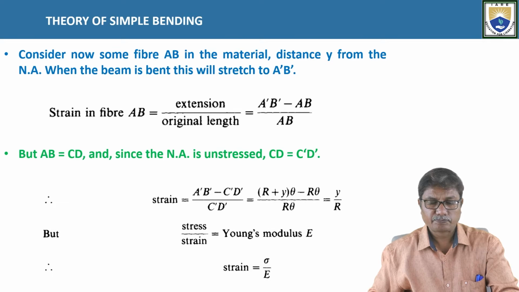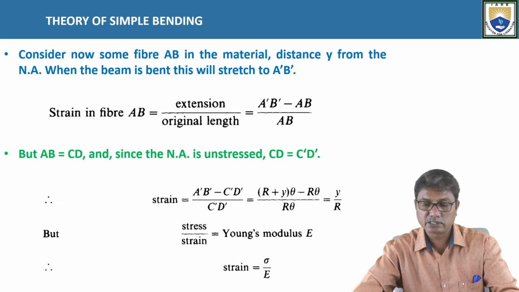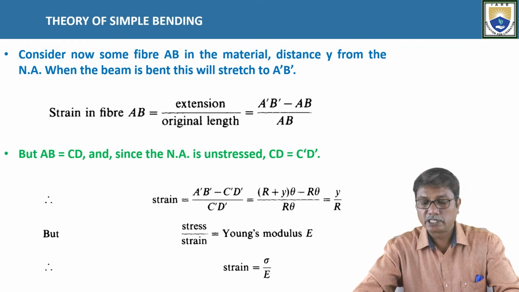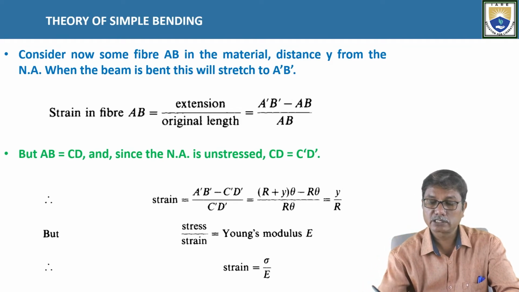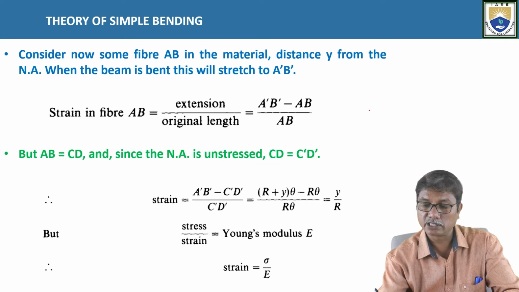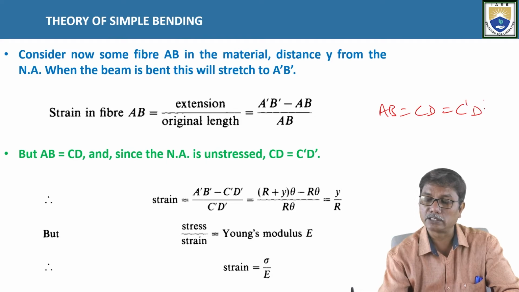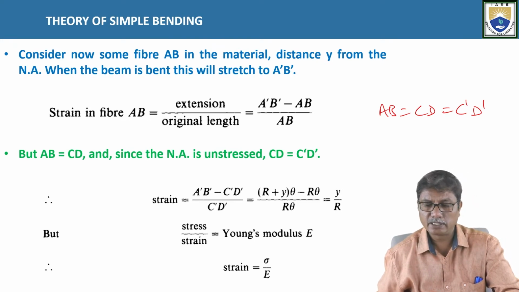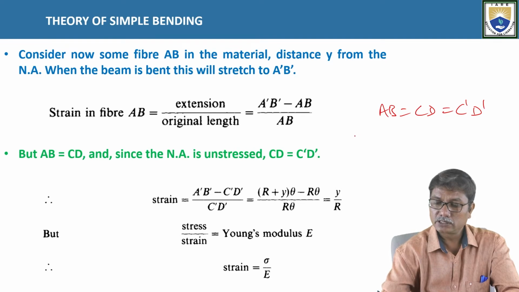Yeah. So strain is given as A'B' minus C'D' divided by C'D', because AB is equal to CD, which is equal to C'D'. Okay. And what is A'B' in terms of radius r of the curve and theta subtended at the center?